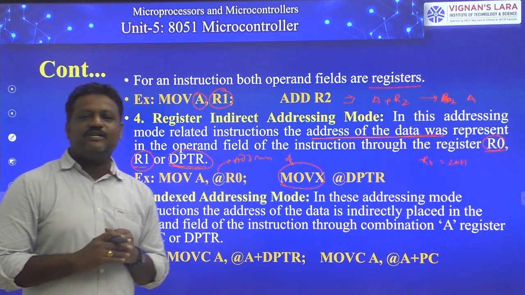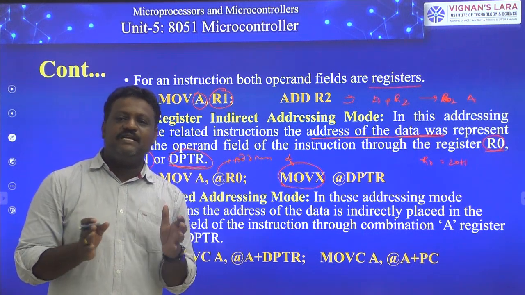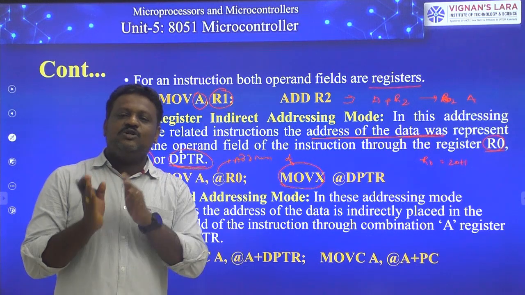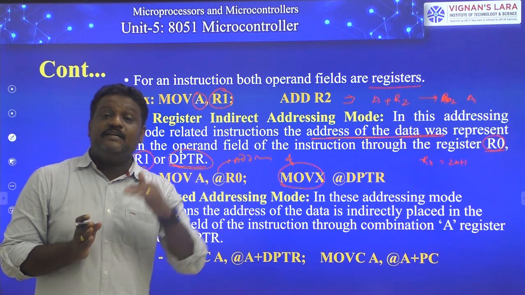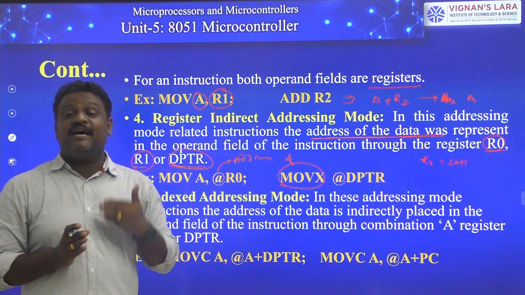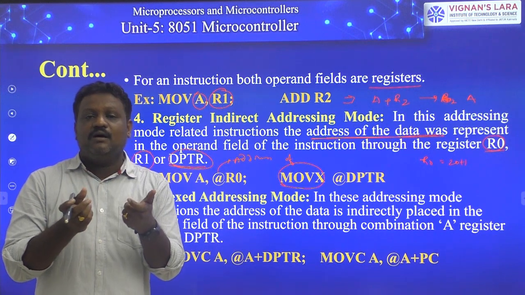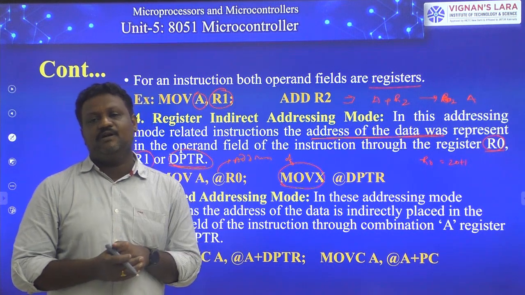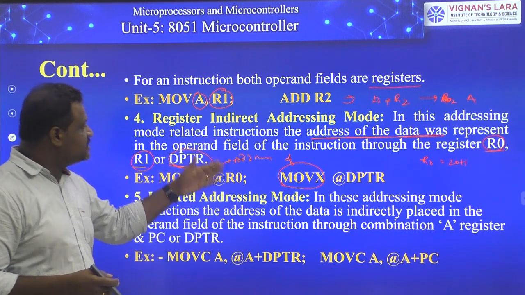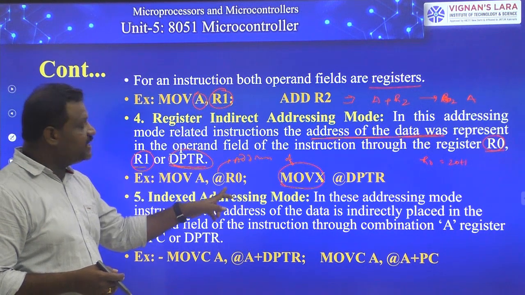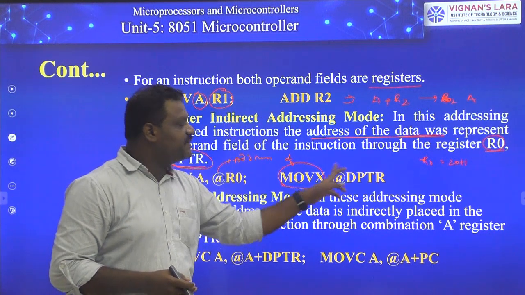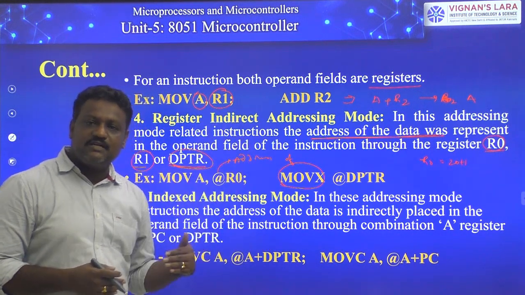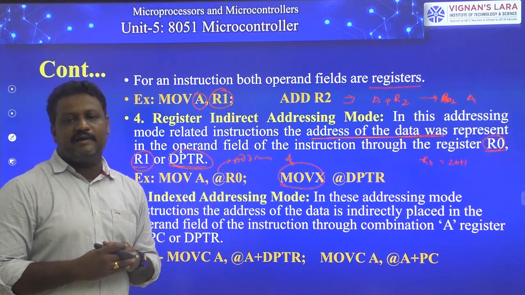So here, the important thing is that the address of a data is represented in the instruction with the help of some register. And one more important thing is to distinguish whether our instruction is related to register addressing mode or register indirect addressing mode. We use a symbol, the @ symbol, as a prefix in front of our register. See here, there is no prefix, but here there is the @ prefix; and here there is no prefix, but here there is a prefix symbol. That makes the difference, whether it belongs to register addressing mode or register indirect addressing mode.